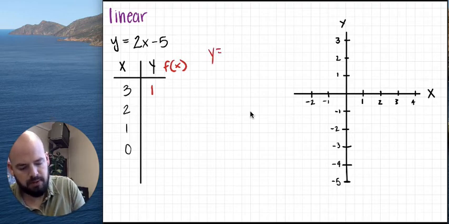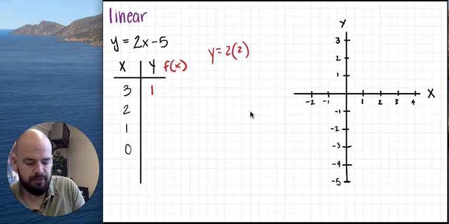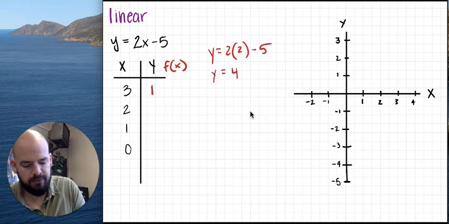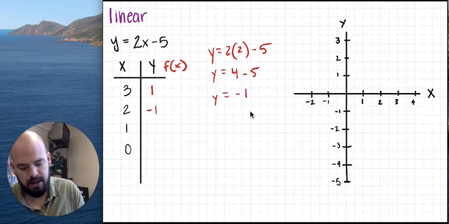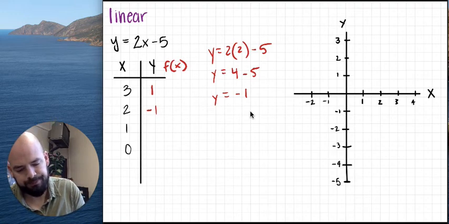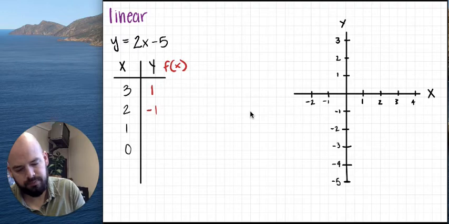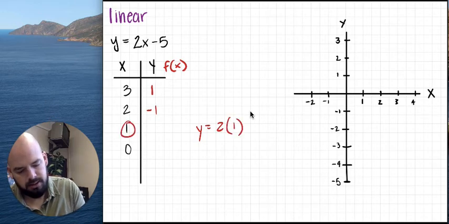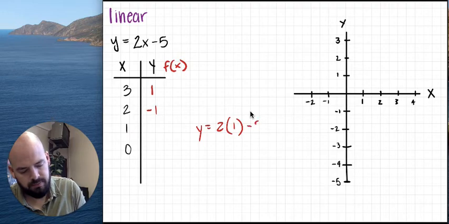So y equals 2 times, now instead of 3, I'm writing 2. And I will continue to simplify. 4 minus 5. 4 minus 5 is negative 1. So I'll write negative 1 in my table there. Okay. Now I'm going to take y equals 2 times, instead of writing x, I'm going to put in my input, which is 1 minus 5.